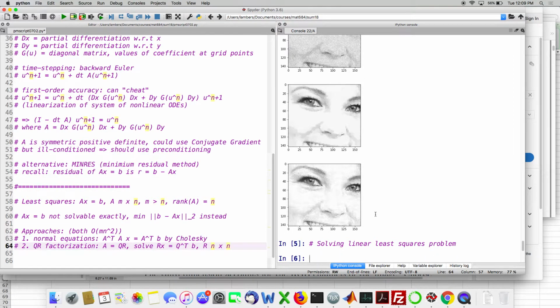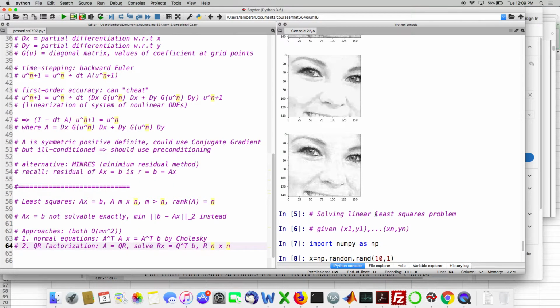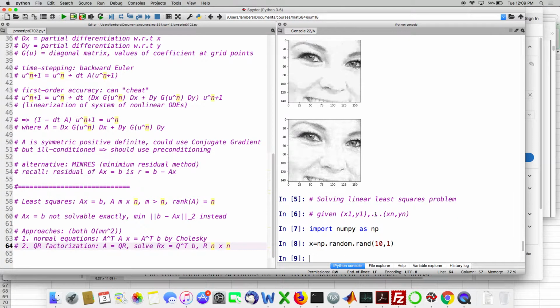All right. So suppose we're given a certain number of points in the plane that are scattered about, and I'm going to generate 10 such points. Okay. And for convenience, I'm going to make this an actual matrix that's really a column vector. I can do the same with y, my y values, although it's not required. Okay.